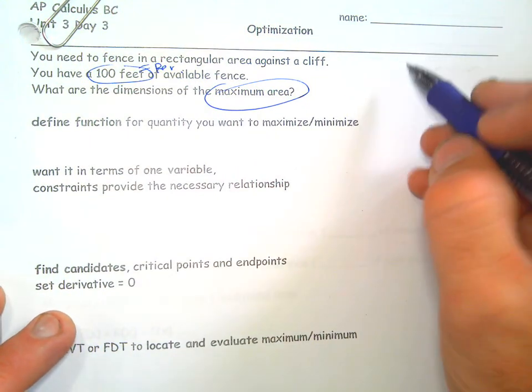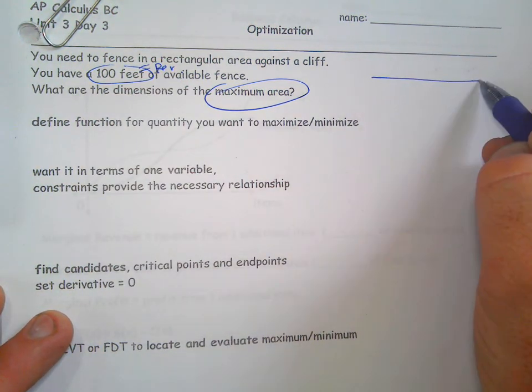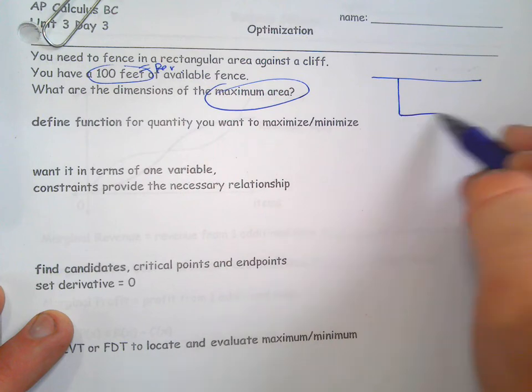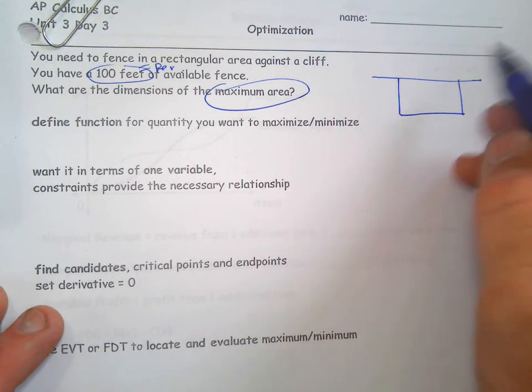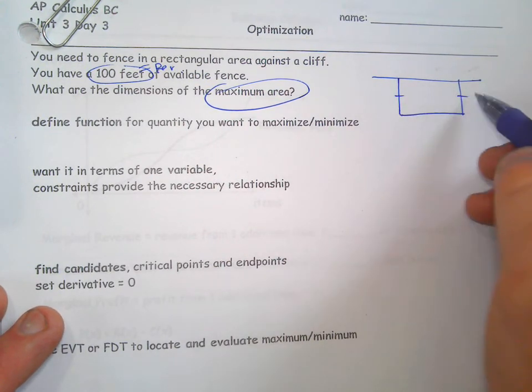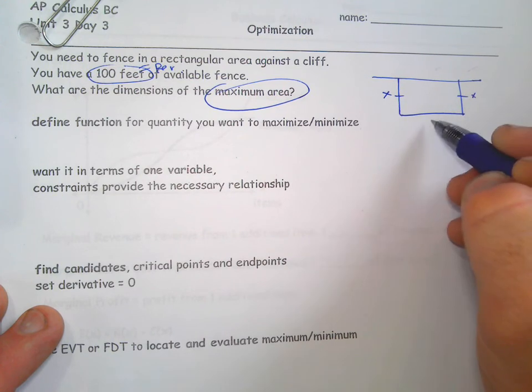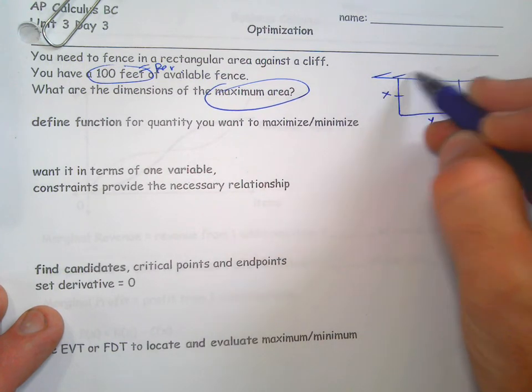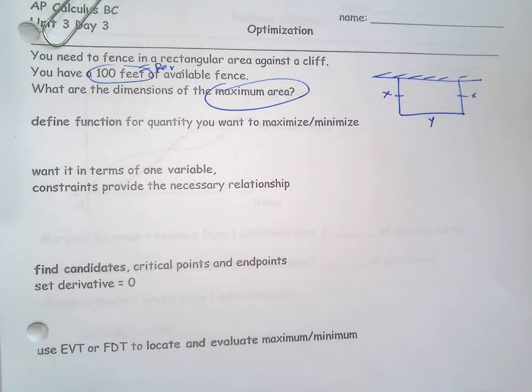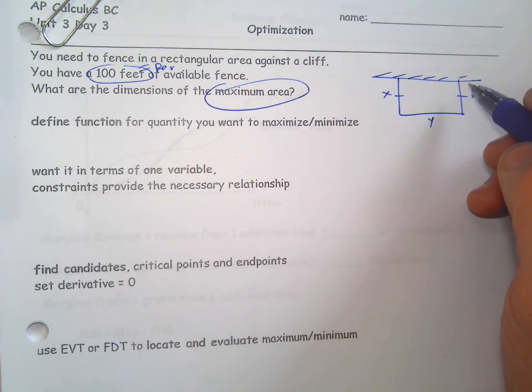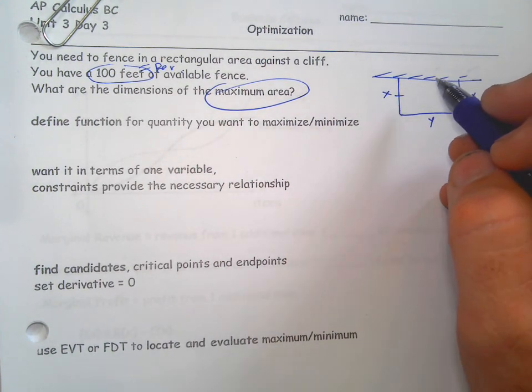We should draw a picture. So you have this cliff, and you're going to fence in a rectangular area. Now, these have to be equal because it's a rectangle, so that's going to be x and x, and this is going to be y, but we're not going to build anything here. You can use whatever letters you want. I'm just choosing x and y.